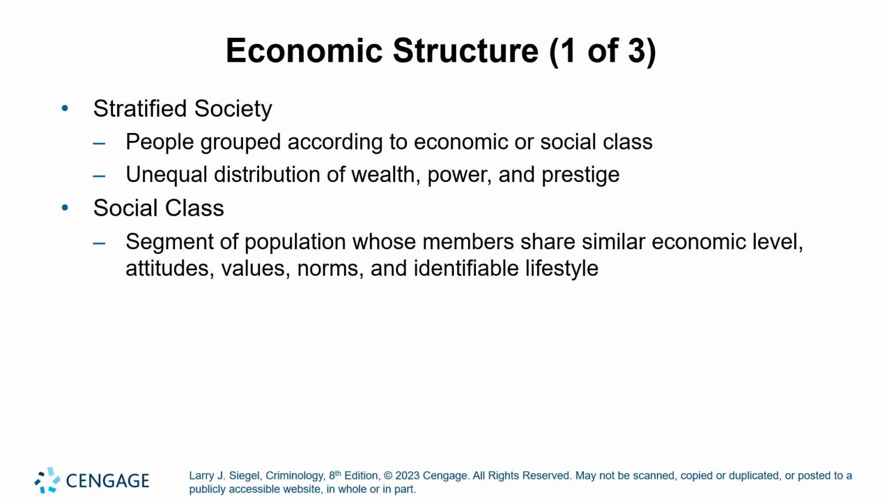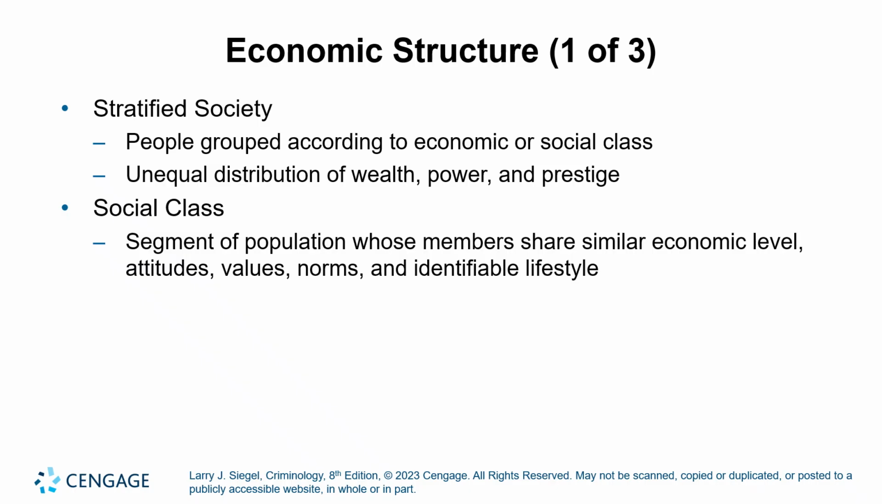The United States is considered a stratified society, meaning people are grouped into different economic and social classes. These groups aren't equal. Wealth, power, and prestige are distributed unevenly, which means people start life with very different levels of opportunity. We use the term social class to describe segments of the population whose members share similar income levels, values, norms, attitudes, and lifestyles.